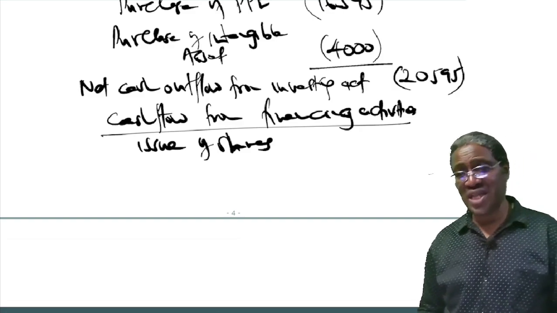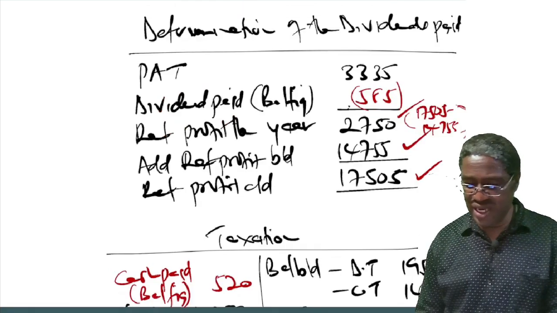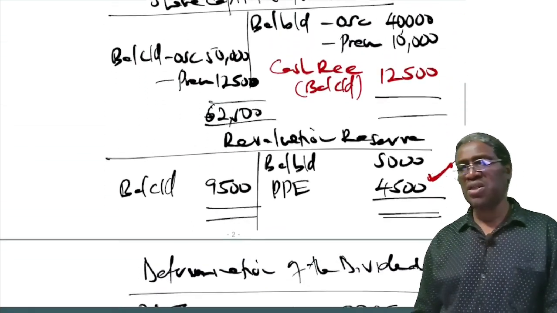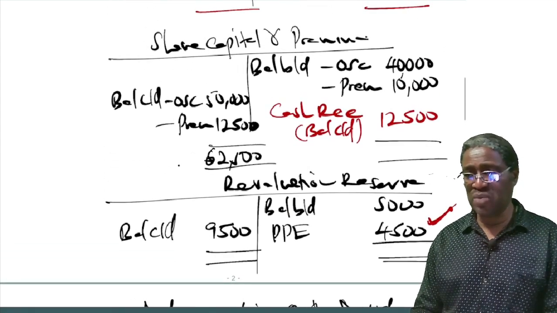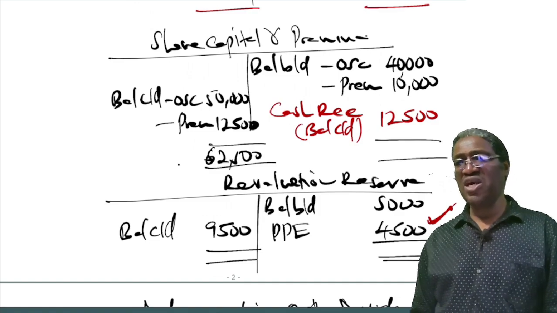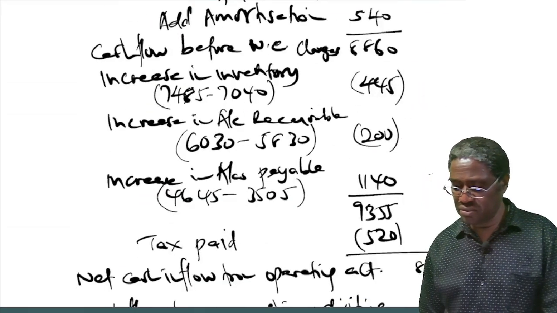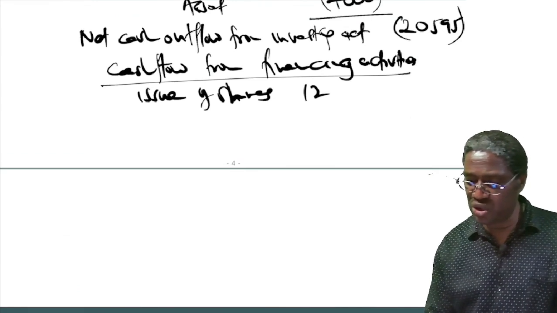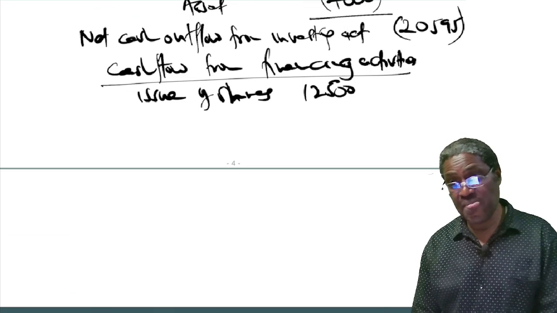We had to analyze the account of share capital and share premium. So let's go back to where we did the analysis. What did we get? Yes, there was this balancing figure, which we got as share capital and share premium, a balancing figure of 12,500. Let's record it. There was issue of shares amounting to 12,500. That, of course, is an inflow.